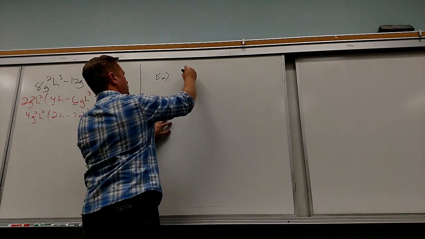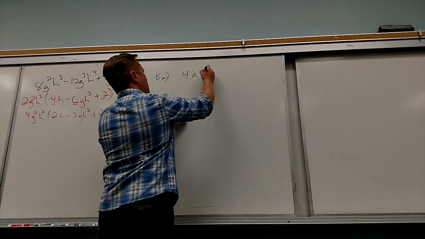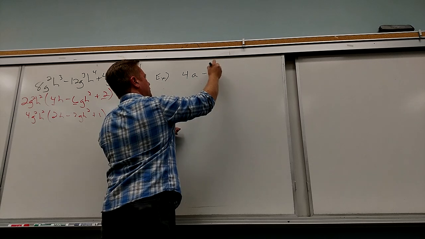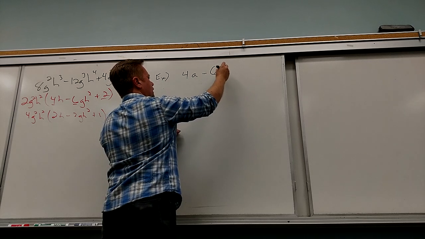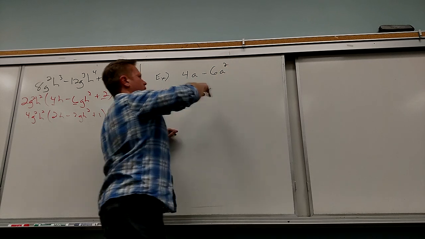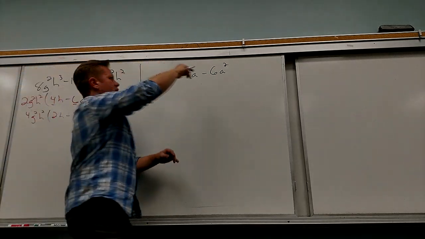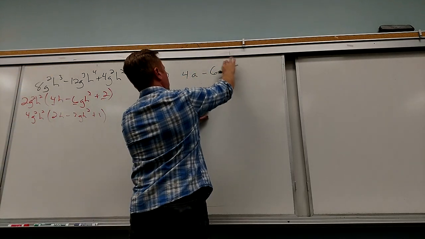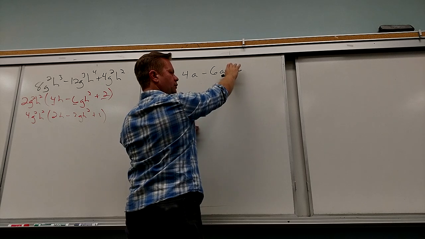Somebody help me out. How do you factor 4a minus 6a squared? I don't want to make this too weird. I think I don't want to do that.